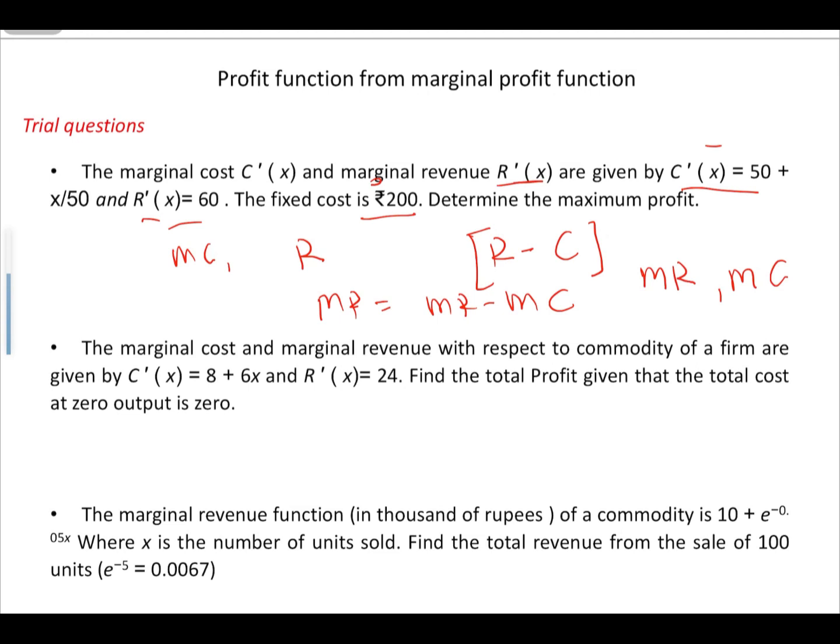You can integrate this to get your total cost, and you integrate this to get your total revenue, right? And then after getting them, you subtract them to get your profit function straight away. Or you can subtract to get your profit function, and then you move ahead to calculate the values of the marginal profit function.